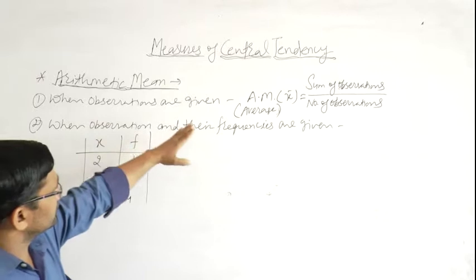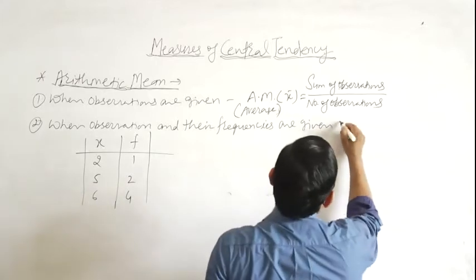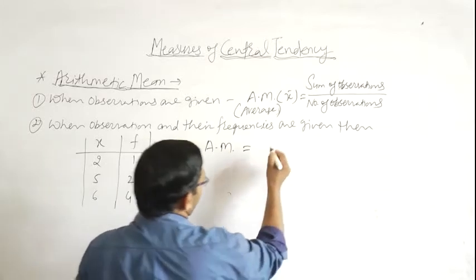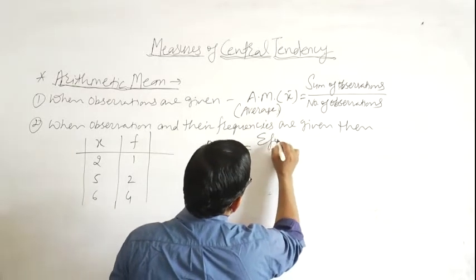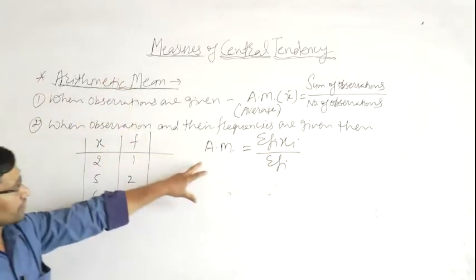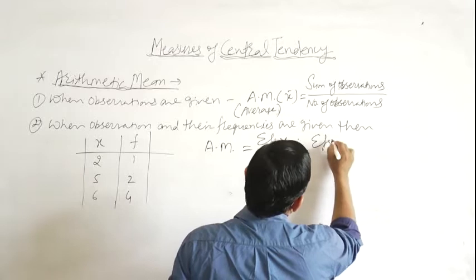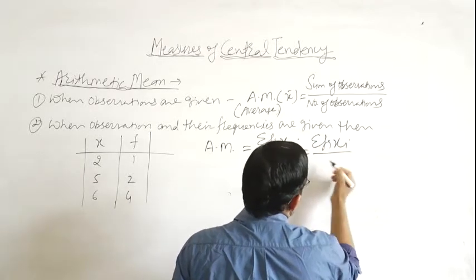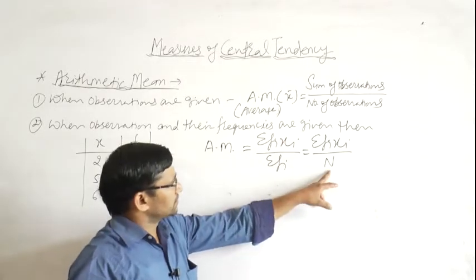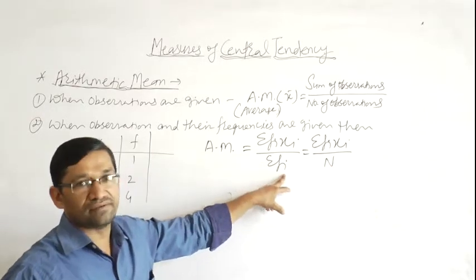So when observations and their frequencies are given, then arithmetic mean is equal to sigma fi xi upon sigma fi. We can also say sigma fi is represented by capital N. N is the sigma fi, it means the sum of all frequencies.